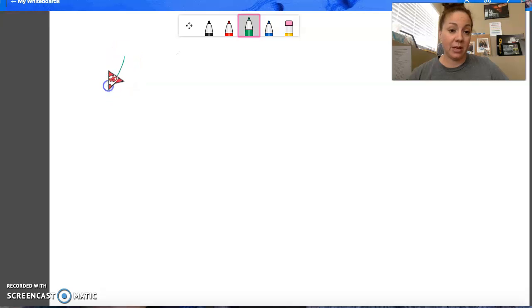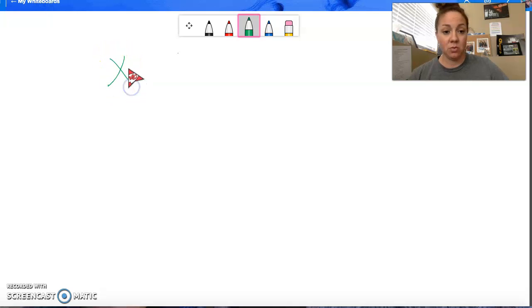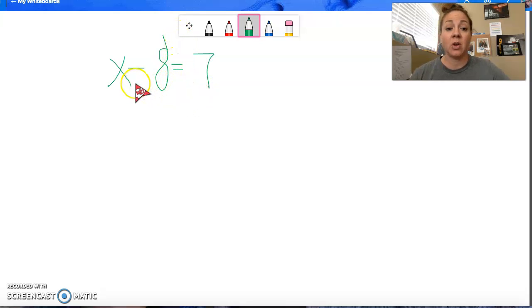If you have x minus 8 equals 7, and I do hope you guys are getting these in your notes. I forgot to remind you of that. For the addition property of equality to work, you have to add the same number to both sides of the equal sign so you can get the variable all by itself.